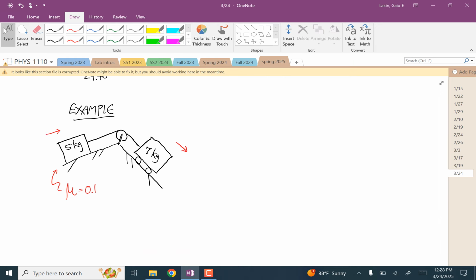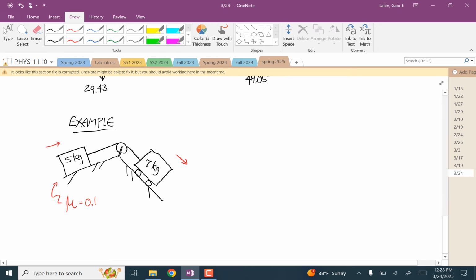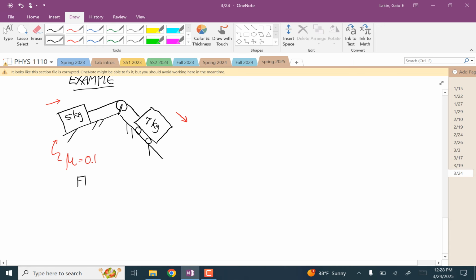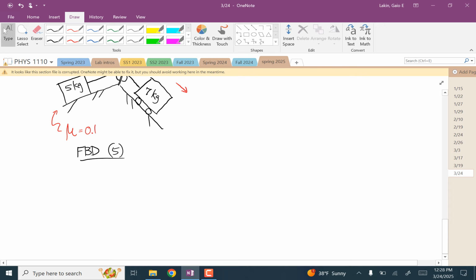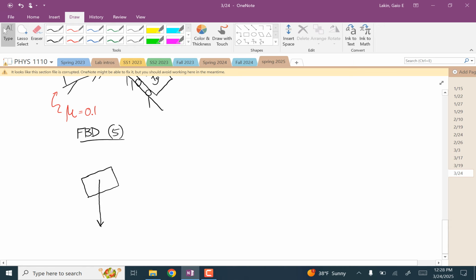Okay, so I'm going to start out with the 5 kilogram just because it's on the left and I'm used to starting over there. So, free body diagram of the 5 kilogram. First of all, gravity always applies a force that's straight down, even though this ramp is at an angle, that weight force is always straight down. So I'm going to draw the weight force like this. And that's equal to 5 times 9.81, so 49.05 newtons.